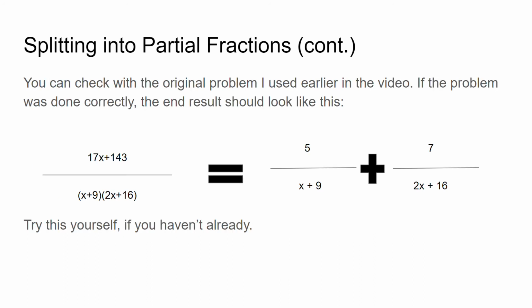Next, you can see this is the completed partial fraction, and here you go. You can check it. Do try it the other way, and pause the video if need be.